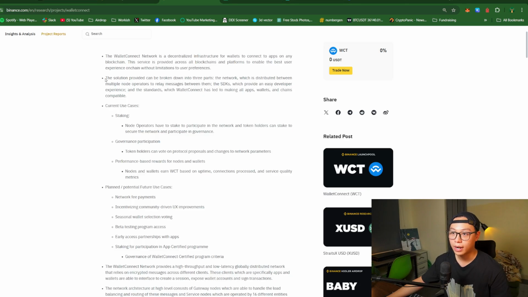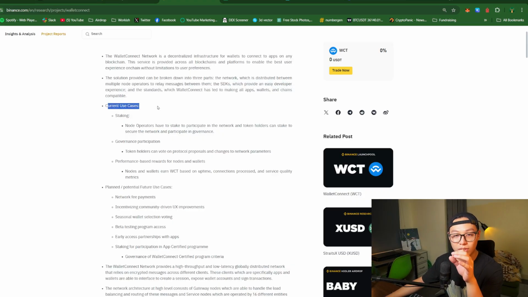So in depth, the solution provided by the WalletConnect network can be broken down into three major parts. The network, which is distributed between multiple node operators to relay messages, acting as a bridge between them. The SDK, which provides an easy developer experience. This SDK allows any developers to onboard their wallet or dApp to connect multiple wallets or dApps seamlessly. And the standards, which WalletConnect has led to making all apps, wallets, and chains compatible.